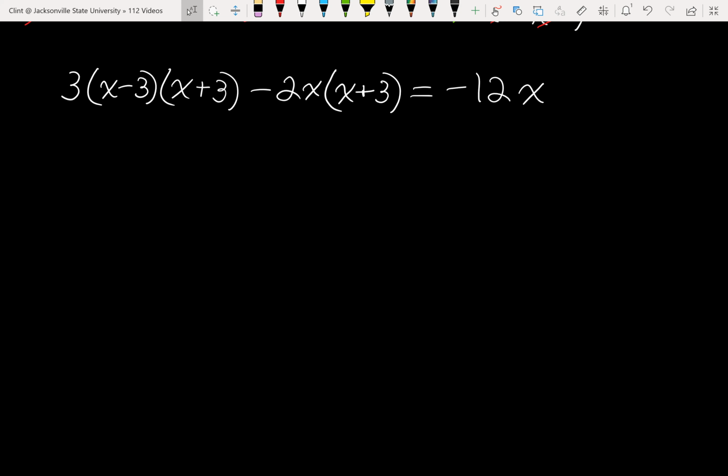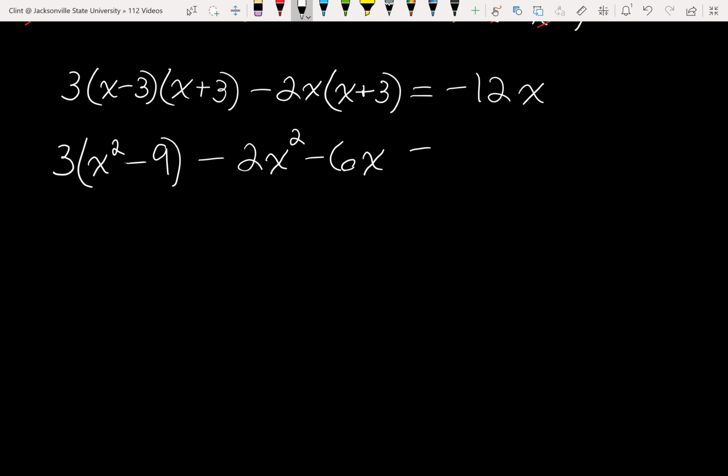Unfortunately, in this first term we have a FOIL to do, so I'm going to do it first. x times x is x squared. Then x times 3 is 3x on the outer terms, and negative 3 times x is negative 3x, so those cancel, and then negative 3 times 3 is negative 9. I'm going to do the distributive property on the second term. 2x times x is 2x squared, and negative 2x times 3 is negative 6x. There's nothing to do on the right side right now. One more distributive property on the left: 3 times x squared is 3x squared, and 3 times negative 9 is negative 27.